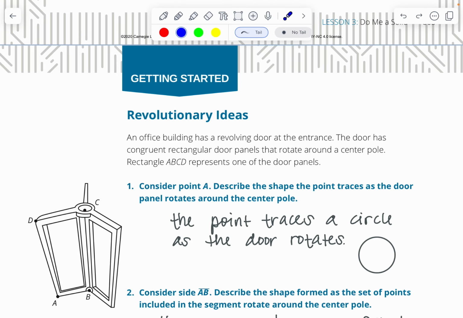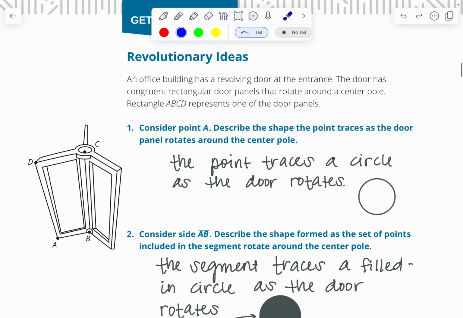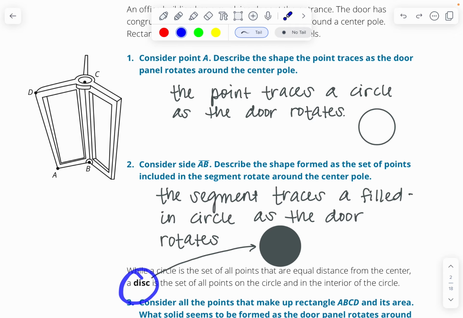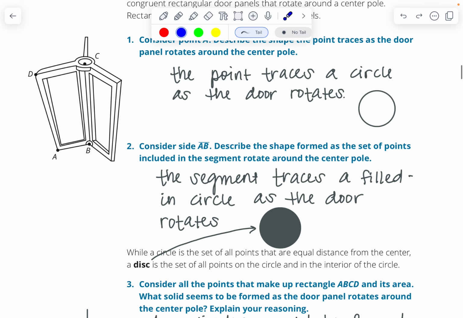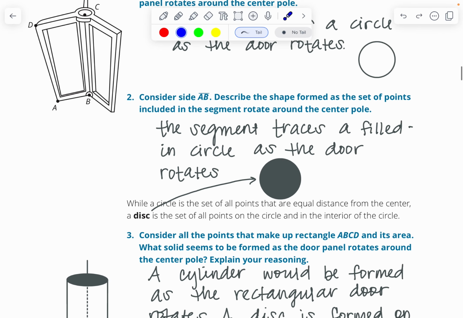Consider side AB. If that rotates, what shape will it create? Well, AB is dragging along the floor, so if it drags all the way around, it should create a filled-in circle, which is called a disk. Consider all the points that make up rectangle ABCD. What solid seems to be formed as the door panel rotates around? As this whole door is rotating around, it should create a three-dimensional shape. So a cylinder would be formed as the rectangular door rotates.